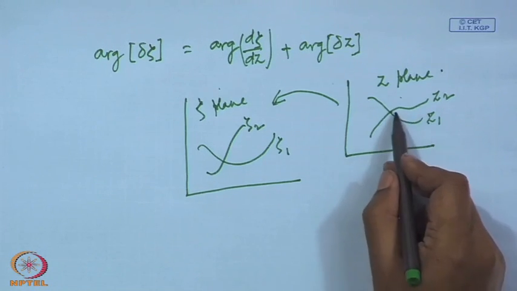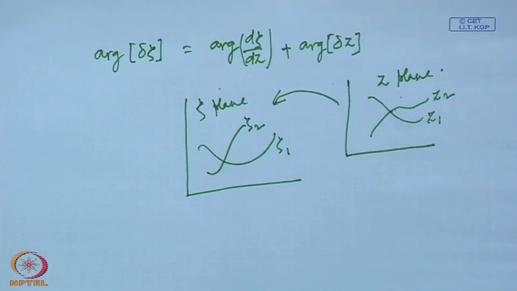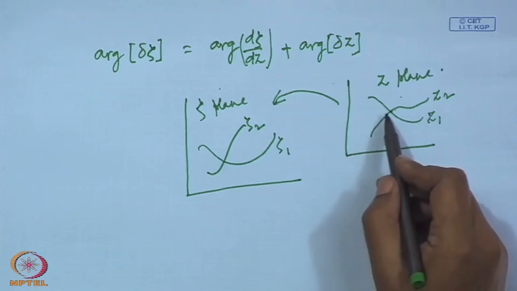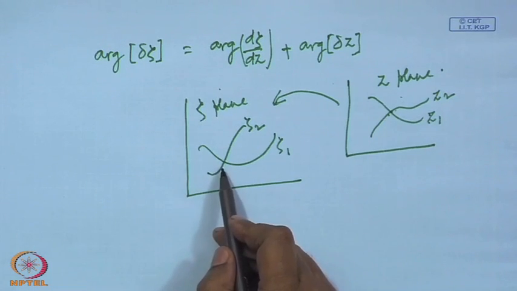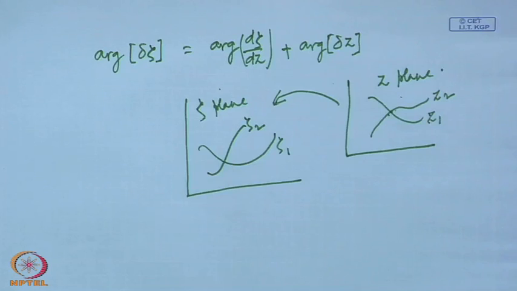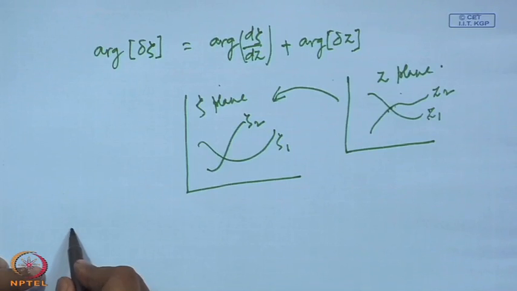Now, what is the angle between these two curves? At the point of intersection, the angle between the two curves is the difference of the arguments, which we can of course write as argument of delta z2 minus argument of delta z1. Here also it is the same, argument of delta zeta2 minus argument of delta zeta1. So, let us now write what it is.